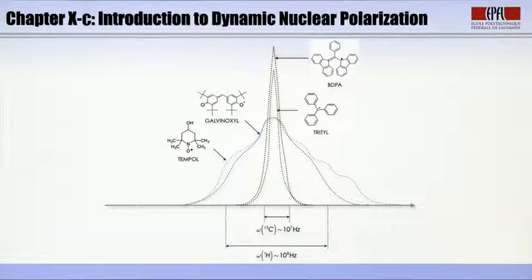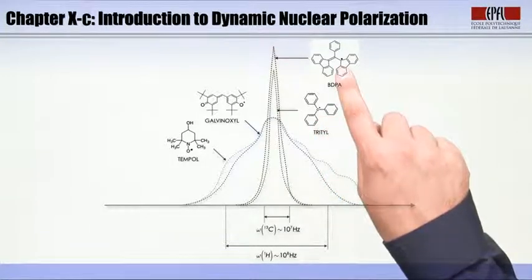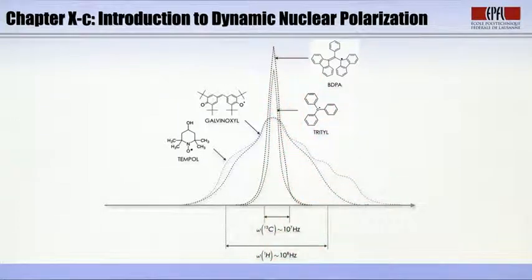These lines are broad or narrow with respect to nuclear Larmor frequencies. For example, the trityl and BDPA radicals are narrow with respect to the proton Larmor frequency, and are on the order of the carbon Larmor frequency. Whereas the tempol and the galvanoxyl radicals have ESR lines that are very broad compared to the carbon frequency and are on the order of the proton Larmor frequency. And because they have different ESR features, they're going to yield different DNP mechanisms.